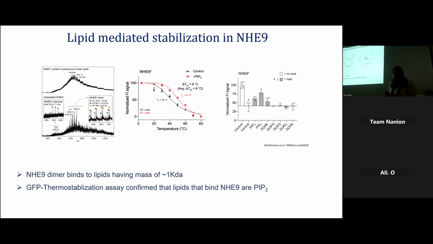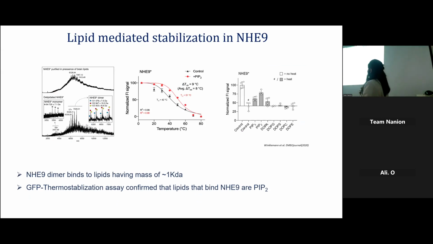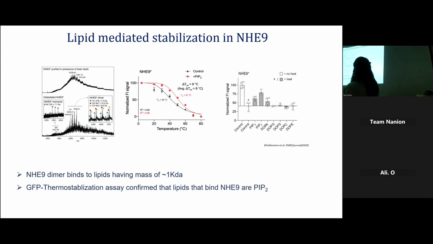In the previous paper that we had, we did some mass spec for NHE9. We purified this protein with brain lipids because NHE9 is usually present in brain cells. We purified this protein with the brain lipids, and we found 1 kilodalton adducts bound to this protein, and this mass would correspond to the molecular weight of a PIP2. So we thought, okay, maybe the lipid which is bound is PIP2.